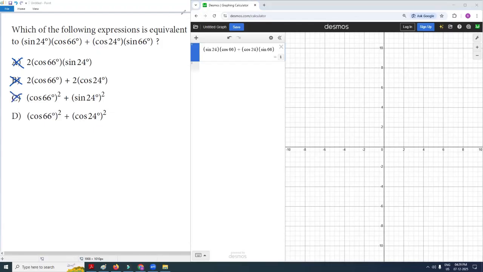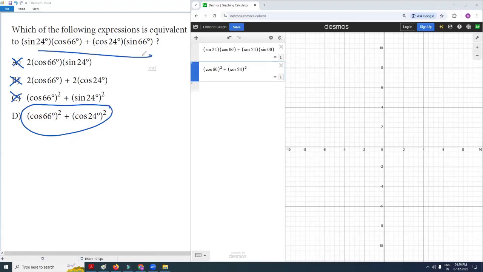Now let's consider the expression in answer choice D, that is cosine 66 degrees, the whole square, plus cosine 24 degrees, the whole square. Here I got the value of the expression in answer choice D, that is 1. For the given expression, it is also 1. So the given expression and the expression in answer choice D both have the same value. So this is the expression that is equivalent to the given expression. The correct answer choice for this question is D.